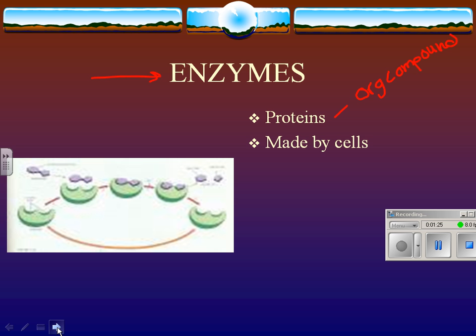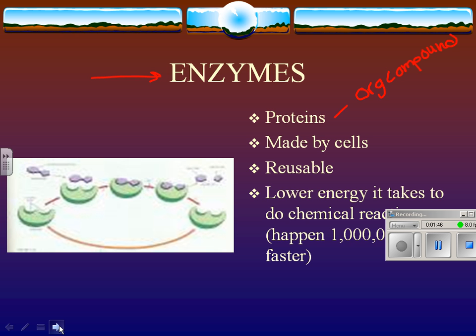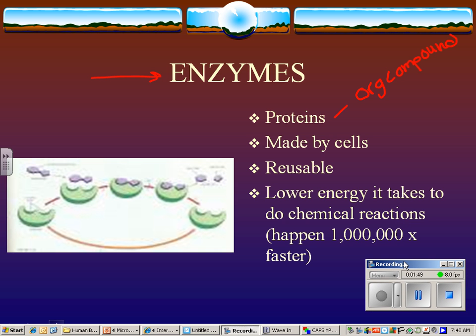Enzymes are made by cells. All of your cells have enzymes in them. The one we were just talking about is the enzyme in your mouth, made by salivary glands in your mouth. Enzymes can be reused. They can be used over and over and over again to do the same task. What enzymes do is they lower the energy it takes to perform a chemical reaction. So in your body, they can make chemical reactions happen up to 1,000,000 times faster.